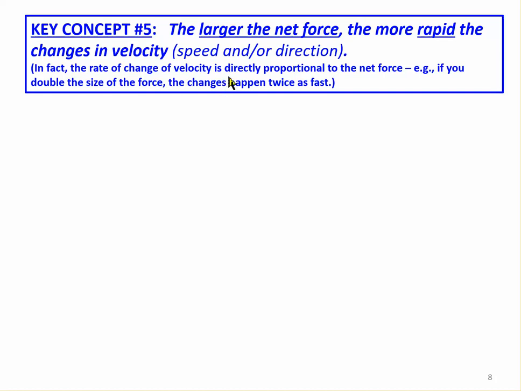It turns out that if you push twice as hard, whatever change occurs in the velocity, in the speed or the direction, it's going to occur twice as fast if you double the force. If you triple the force, the change is going to happen 3 times as fast.